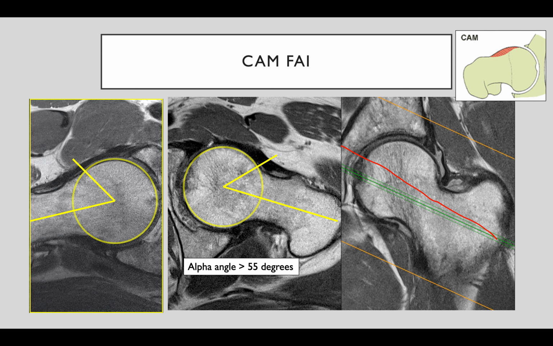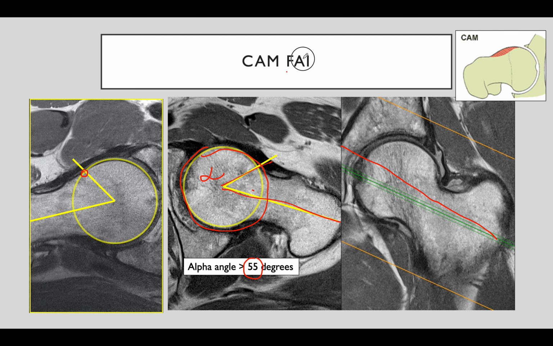We draw a best fit circle that goes around the entire femoral head, and then we draw an angle that goes from the greater trochanter to the center of the femoral head, as well as to the point where the femoral head and the circle do not meet each other. This is the point where they depart from each other, and we draw this angle. This angle is known as the alpha angle, and if it is greater than 55 degrees, it is indicative of a CAM type morphology.